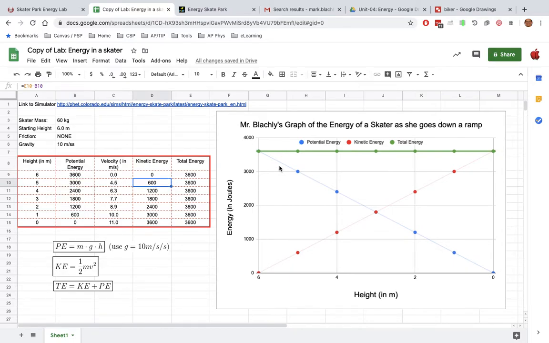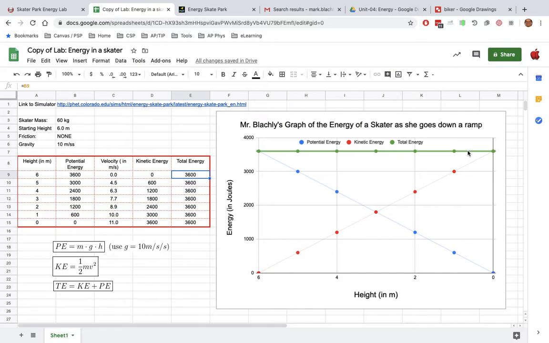And so what our graph shows us is the blue line shows us that as she goes down the hill, her potential energy gets smaller. And the red line shows us her kinetic energy. Her kinetic energy got bigger and bigger and bigger. But here's the cool thing. When you added the potential and the kinetic together, you always got the same thing. So the total energy stayed the same. And that's the big idea for the unit. The total energy of a system always stays the same.